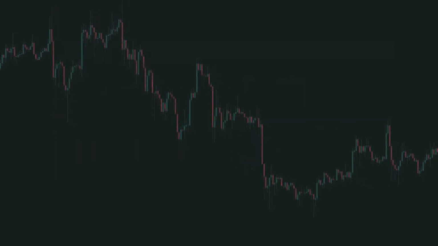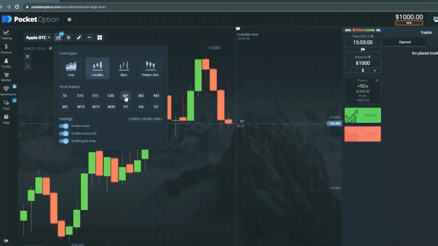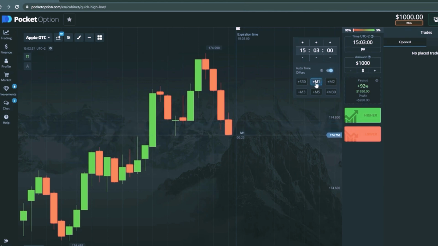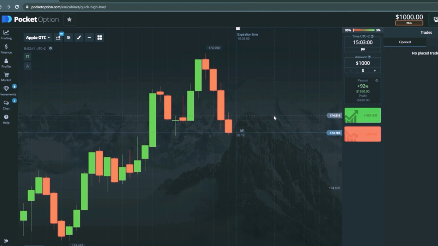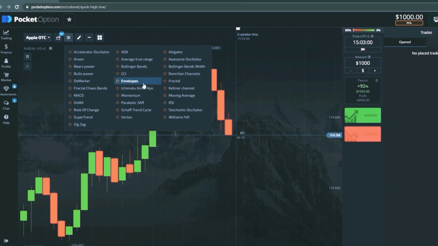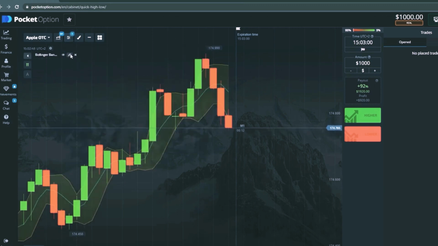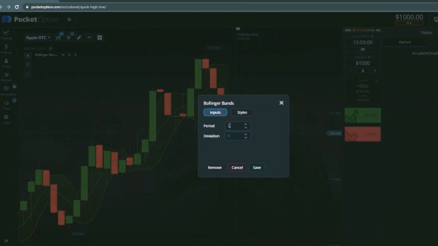Let's get to Pocket Option. We'll use 1-minute candles for the chart. I set trade duration to 1 minute also. It works on different time frames too, but I like to trade mostly on 30 seconds and 1 minute. Among the indicators, I select Bollinger Bands. Set the period to 13. Set the deviation to 2.